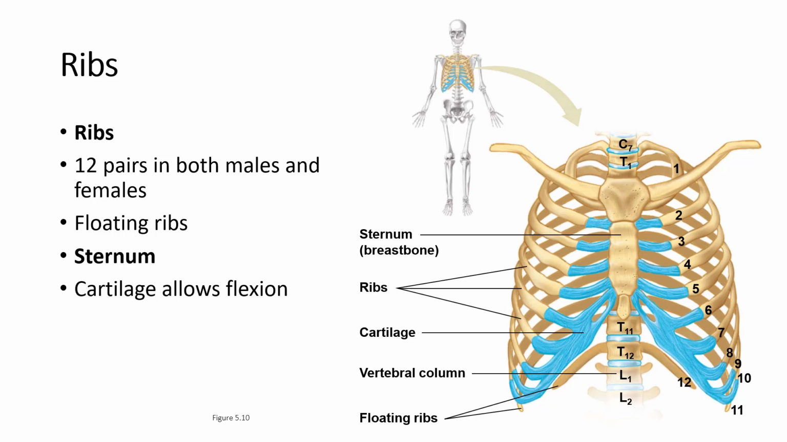This is good because ribs need to move when you're breathing in or breathing out. Ribs are relatively compressible as well, and this cartilage helps in them being relatively compressible. And those are the parts of the axial skeleton.